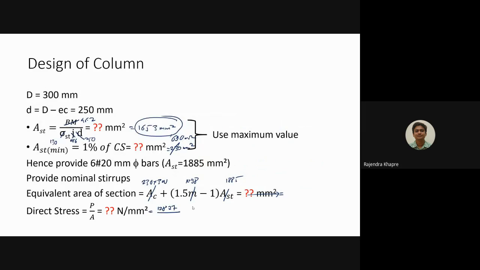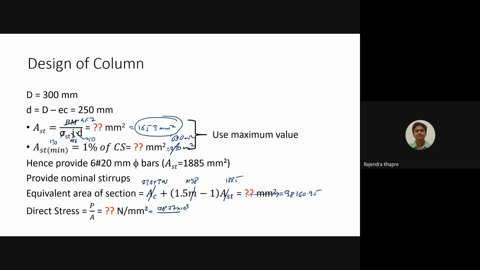Yes, equivalent area of the section. Just a moment. 9,160. Is it correct? Someone please cross check. Okay. So the direct stress you can calculate, that is P divided by area. Your P value is 128.27. This is in kilonewton.